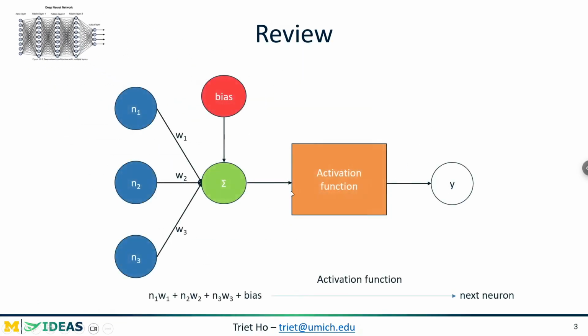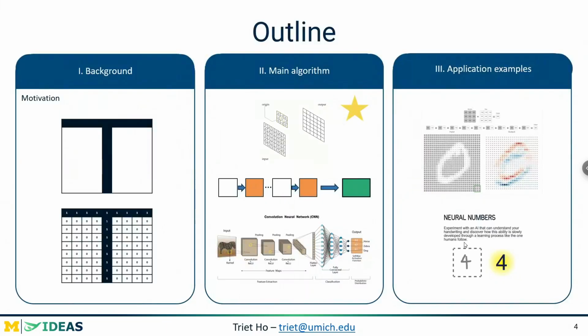A single calculation of a neuron is a linear combination of all the neurons in the previous layer with the weights, and then you add the bias. So N1 times W1, plus N2 times W2, plus N3 times W3, plus the bias. You get this value here, and you run it through an activation function. The activation function's role is to map this linear combination to maybe nonlinear data. And so today's lecture, we're going to go over convolutional networks.